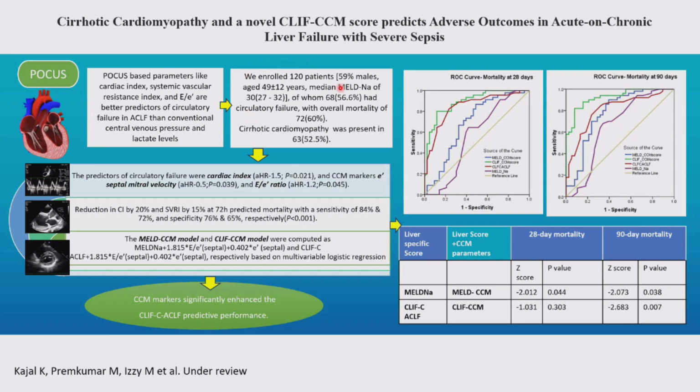This is our data on the role of CCM in predicting adverse outcomes in ACLF. As we know, circulatory failure is a predictor of outcomes in ACLF. We found that the predictors of requirement of vasopressors were the cardiac index, the mitral wall septal velocity, and the E by E prime ratio. Again, a reduction in cardiac index and SVRI were associated with increased mortality. And when we incorporated these cardiac parameters into liver-specific indices such as the MELD sodium and CLIF-C ACLF, it actually improved the predictive ability of mortality at 90 days.